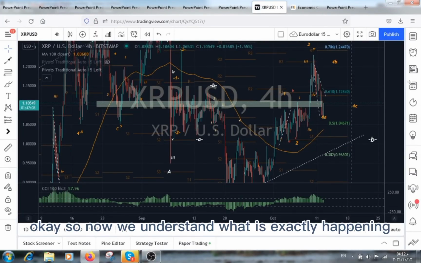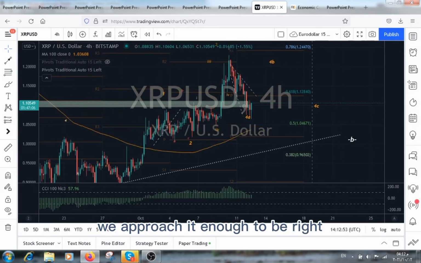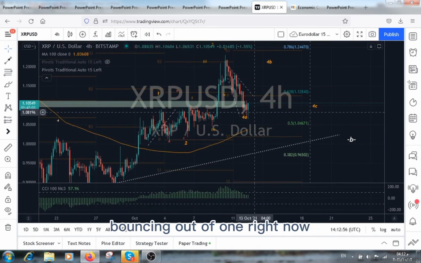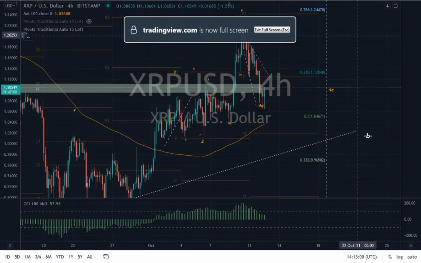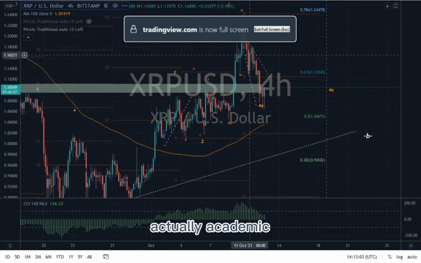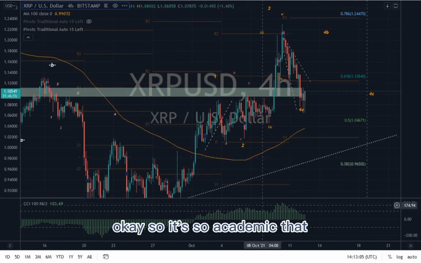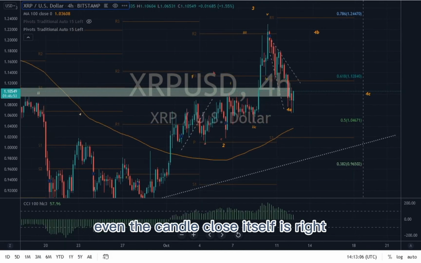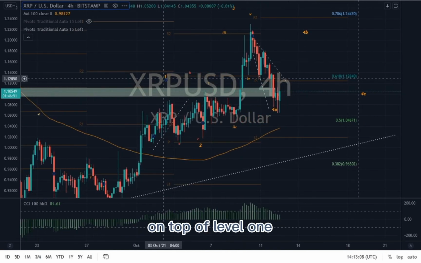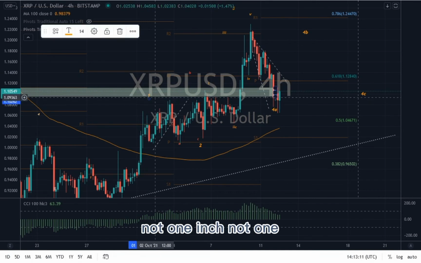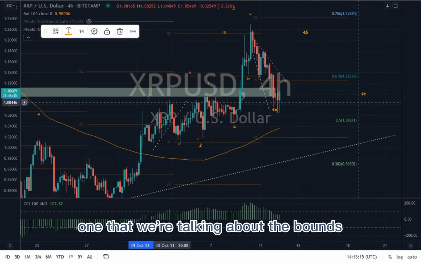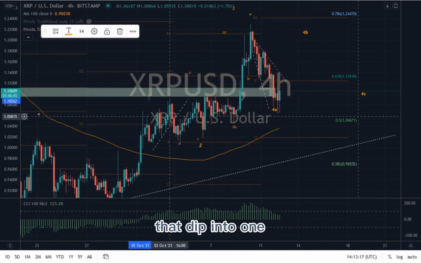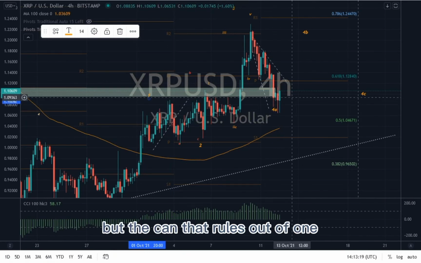Okay, so now we understand what is exactly happening. We are fortunate enough to be right bouncing out of level 1 right now. Very ideal and very academic. It's so academic that even the candle close itself is right on top of level 1. This is the level 1 that we're talking about. The bounce did dip into level 1, but the candle closed out of level 1.